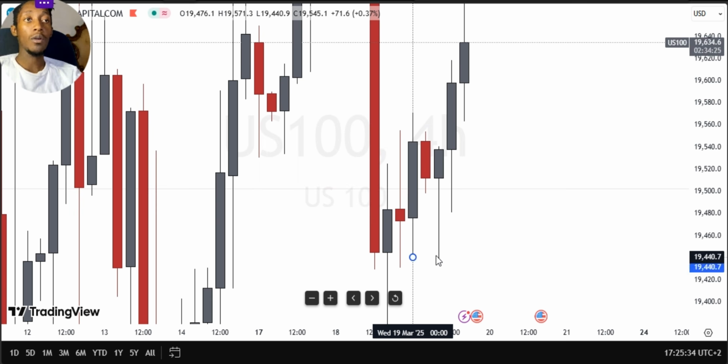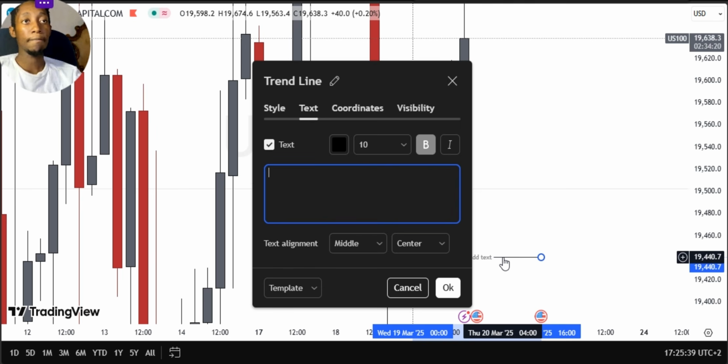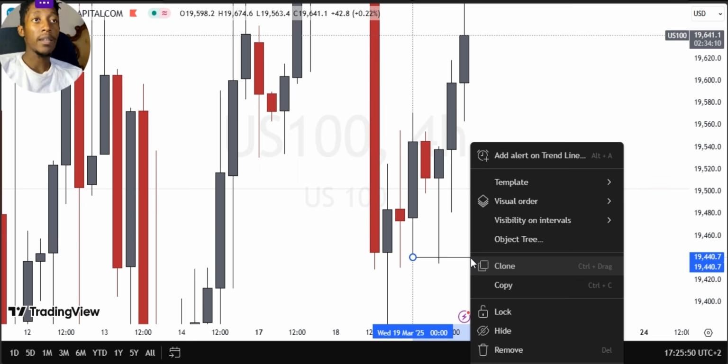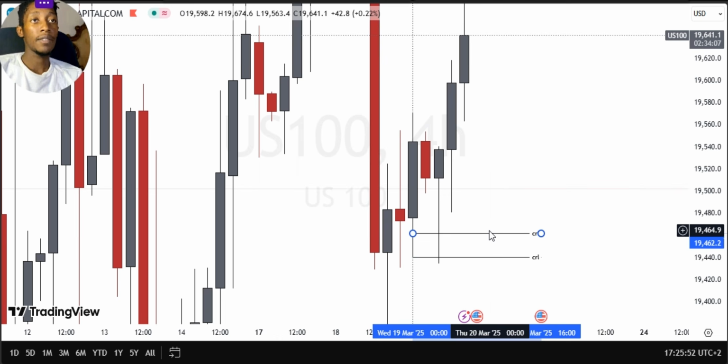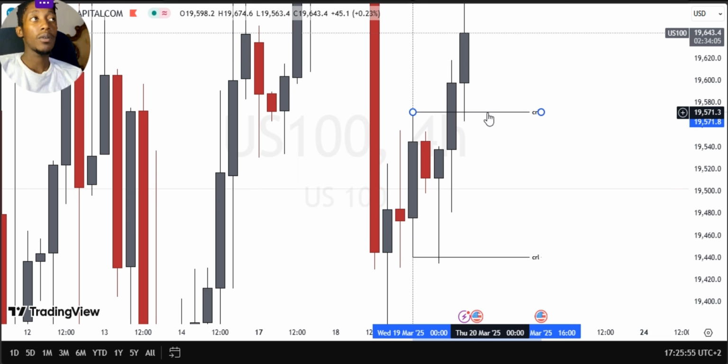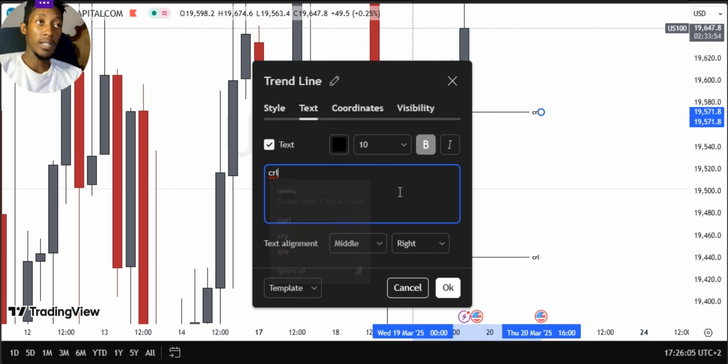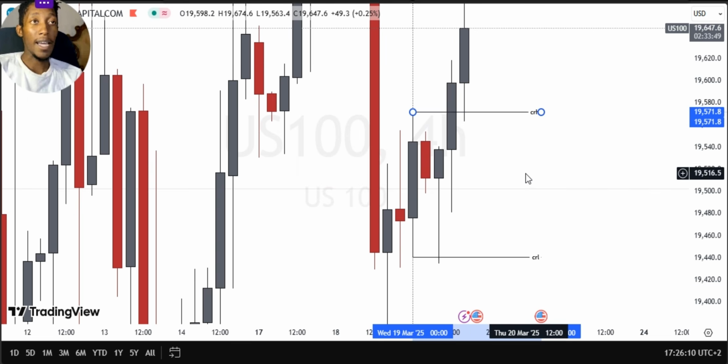You understand? So we are going to mark our candle range high, candle range low here, which is our CRL, and then let's put this on the right. Understand? And then from there we clone it. After cloning it, we put it on top of the wick of this candlestick, which is our candle range high. So you can just change here and put H. That's candle range high. You understand?